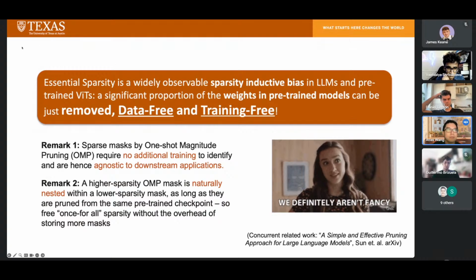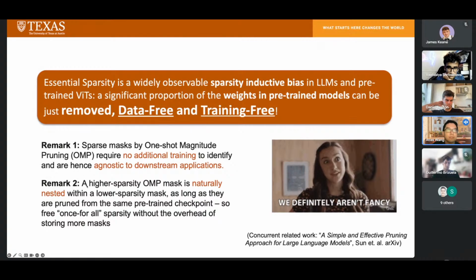So two remarks here. The first one is that one-shot magnitude pruning is practically very attractive to generate a sparse mask, because number one, it requires no additional training, and the mask you find is therefore identical and agnostic to different downstream applications. You don't have to store a large number of masks, just probably one mask, and no retraining needed.